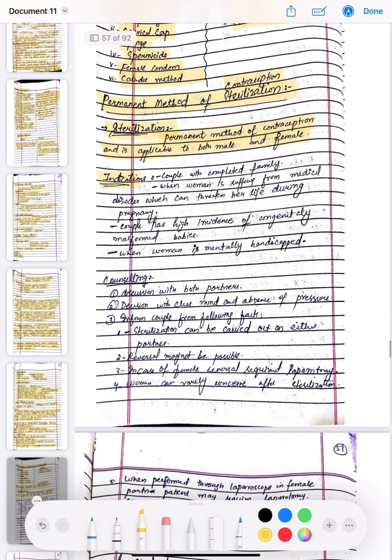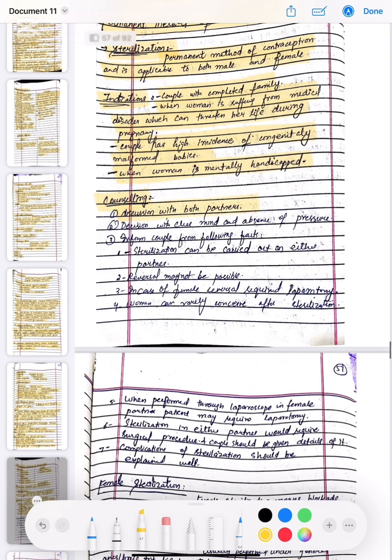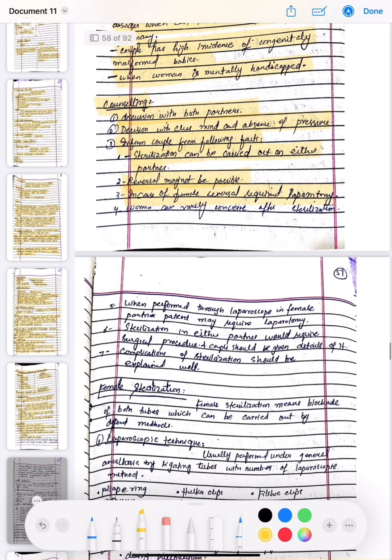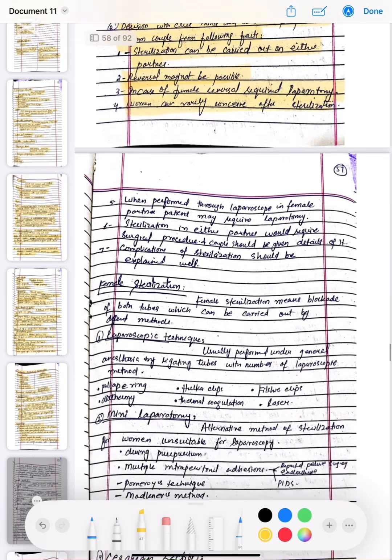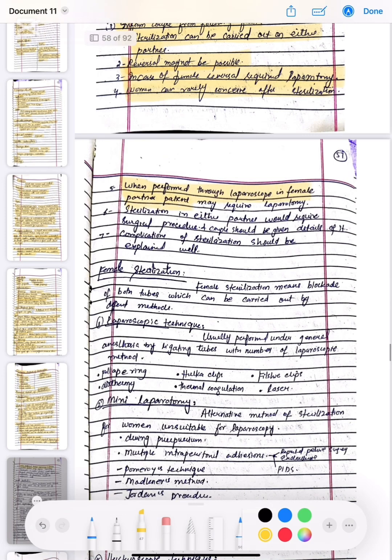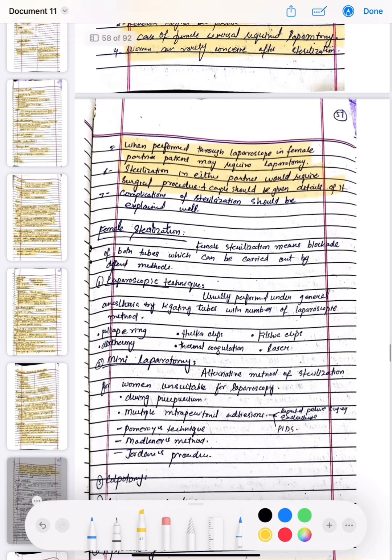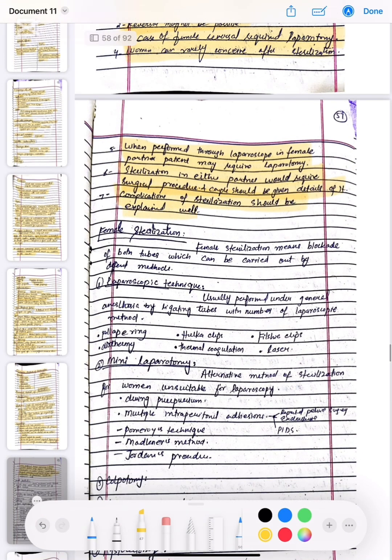The indications of the permanent methods are a couple with a completed family, a woman suffering from medical disorders which can threaten her life during pregnancy, a couple with a high incidence of congenitally malformed babies, and a mentally handicapped woman. Counseling is done, that is discussion with both partners, with decisions made with a clear mind and in the absence of pressure. Inform the couple of the following facts: sterilization can be carried out on either partner. Reversal may not be possible. In the case of female, reversal requires laparotomy, and women rarely conceive after sterilization. When performed through a laparoscope in the female partner, the patient may require laparotomy. Sterilization in either partner requires a surgical procedure, and the couple should be given details of it. The complications of sterilization should be explained well.